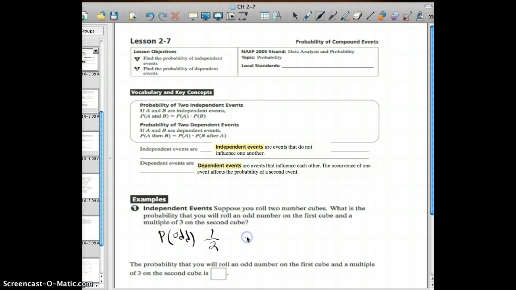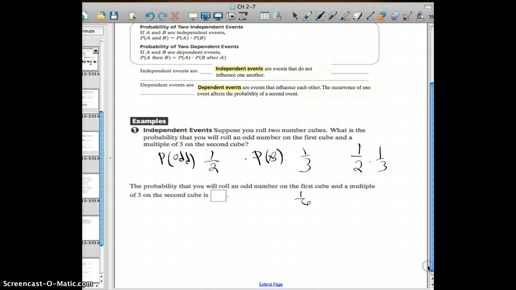Okay, now the probability of getting a multiple of 3 on the second cube is the probability of, and I'm just going to put a times 3 there to show multiple of 3, is going to be 2 out of 6. 3 and 6 are multiples of 3, and 2/6 reduces to 1/3. So now the probability of having an odd number on the first one and then a multiple of 3 on the second, we multiply those fractions together, 1/2 times 1/3, and we get 1/6 as our probability for that situation.